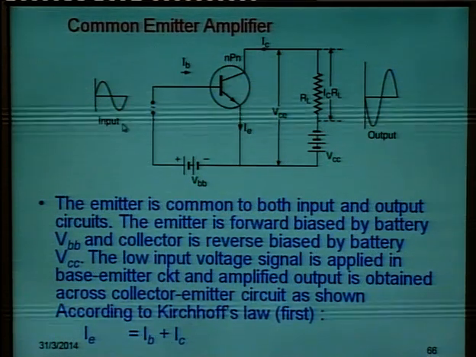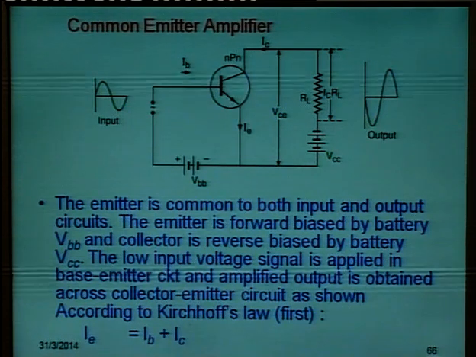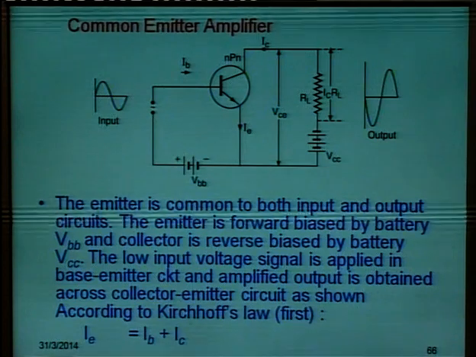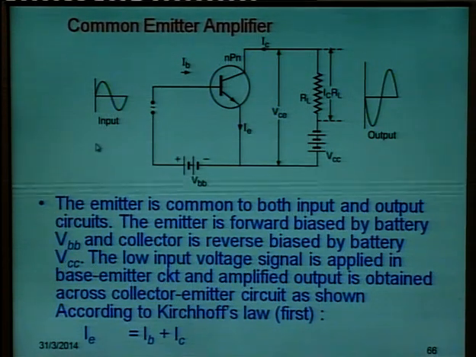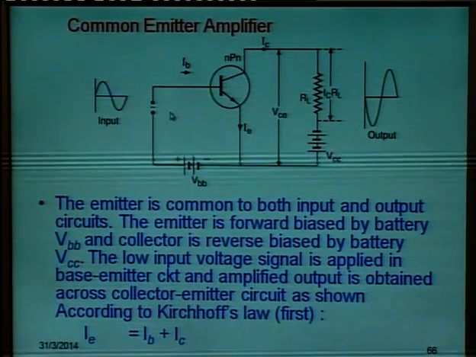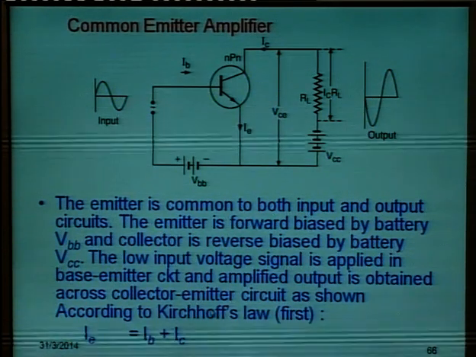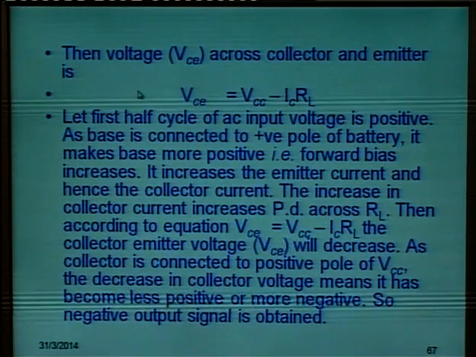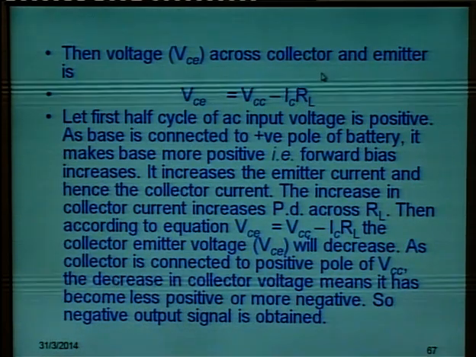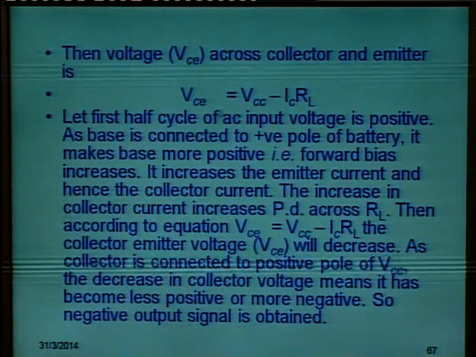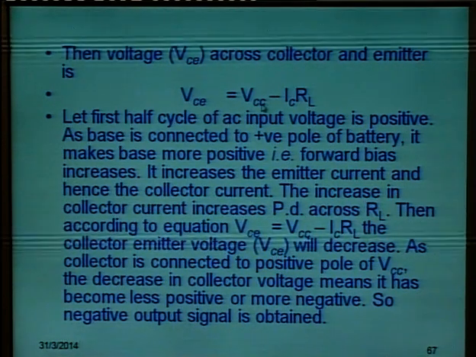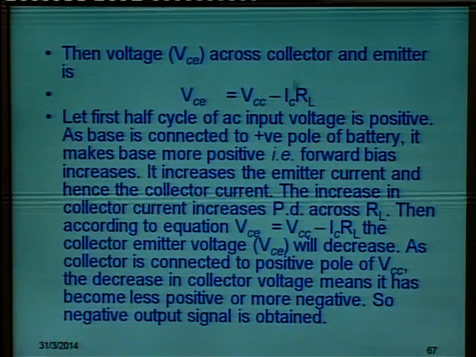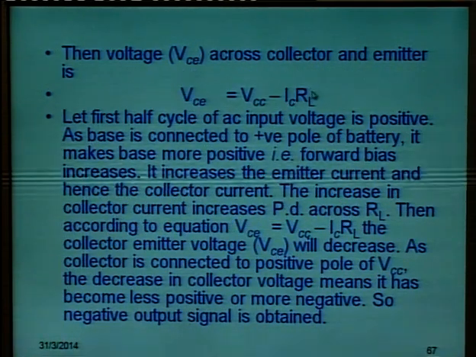So, the emitter is common to both input and output circuits. Emitter is forward bias, collector is reverse bias. A low input signal is applied in base emitter circuit and you get an amplified output across the collector emitter circuit. Again, voltage across collector emitter is equal to the voltage that has been given by the battery minus the voltage drop across the load resistor.